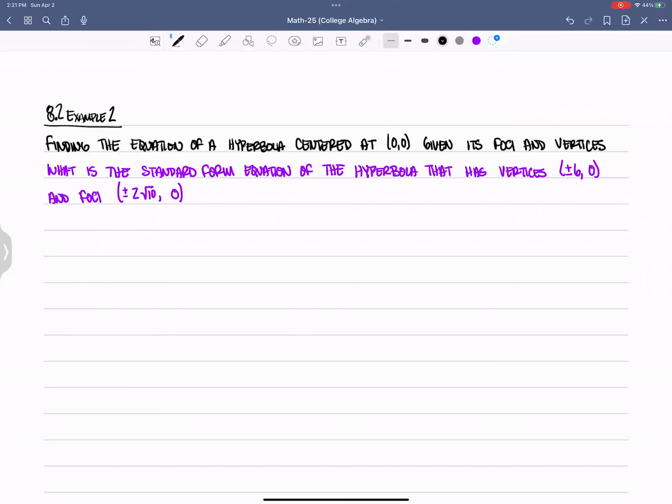Section 8.2, example 2, finding the equation of a hyperbola centered at (0, 0), given its foci and its vertices. So what is the standard form equation of the hyperbola that has vertices at plus or minus 6, 0, and foci at plus or minus 2 root 10, 0? I don't know, but let's figure it out.